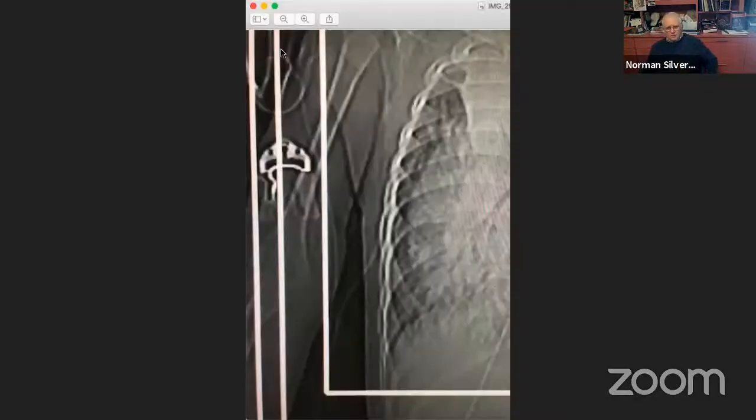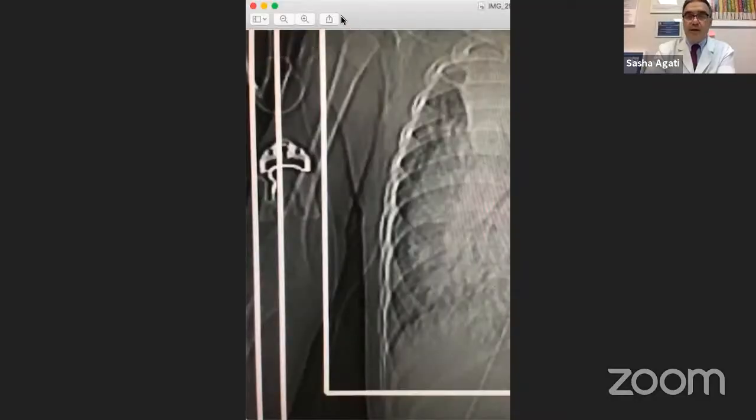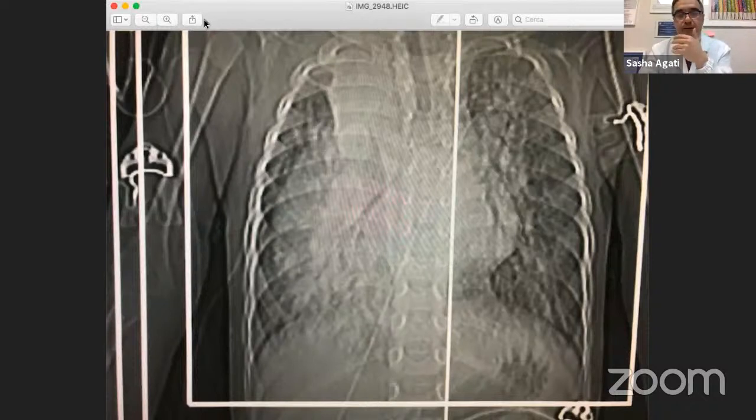Okay, very good discussion. I think we can have one last question. I have one clinical case now, a CT scan, that I would like to share with you all. Okay, great. Is it possible? Sure, of course. This is the basic CT scan.